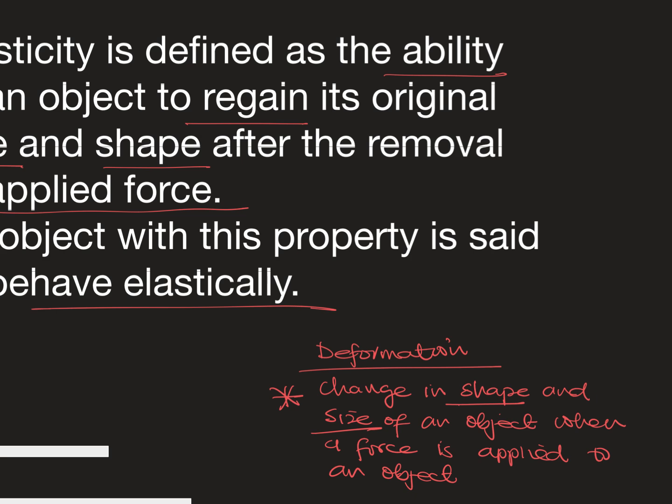To consider an object to be elastic, after the deformation, it is supposed to regain its original size. But if the object undergoes deformation but could not regain its original size and shape, then it is referred to as a plastic object. So for the concept of elasticity, the object must regain its size and shape after the force is removed. All right.